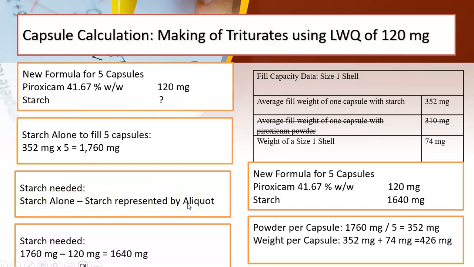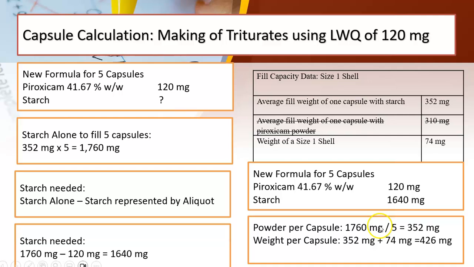Remember what I told you? That the dominant ingredient is starch in the triturate because it's so dilute, the drug is so small in it, that you just subtract. Straight subtraction. So starch alone minus the 120 milligram aliquot gives you 1640 milligram, and that's it. It really doesn't get more complicated than this. And so the starch needed is 1640, and the triturate is 120 milligrams.